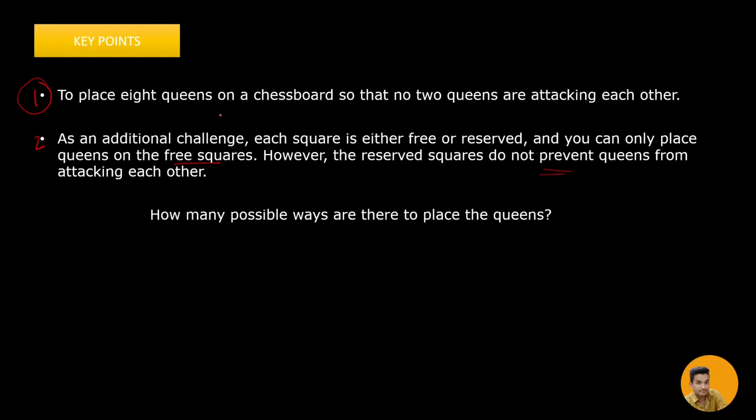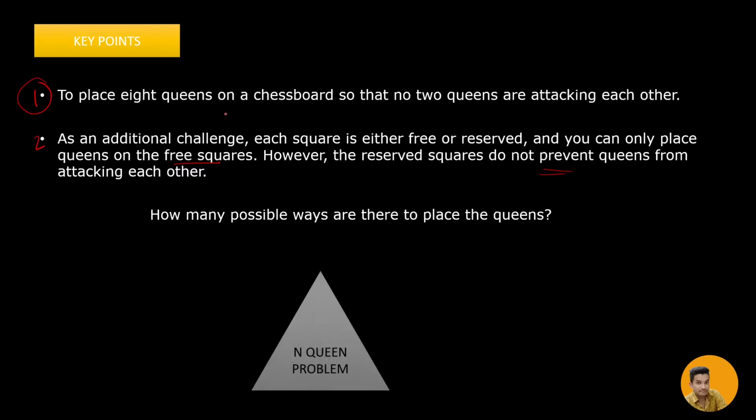So the first key point reminds me of the N-Queens problem, which says to place n queens on an n cross n chessboard so that no 2 queens attack each other. To deal with the first key point, we're going to study the N-Queens problem in depth, and then later we will build the logic to satisfy the second key point also. So let's get started.